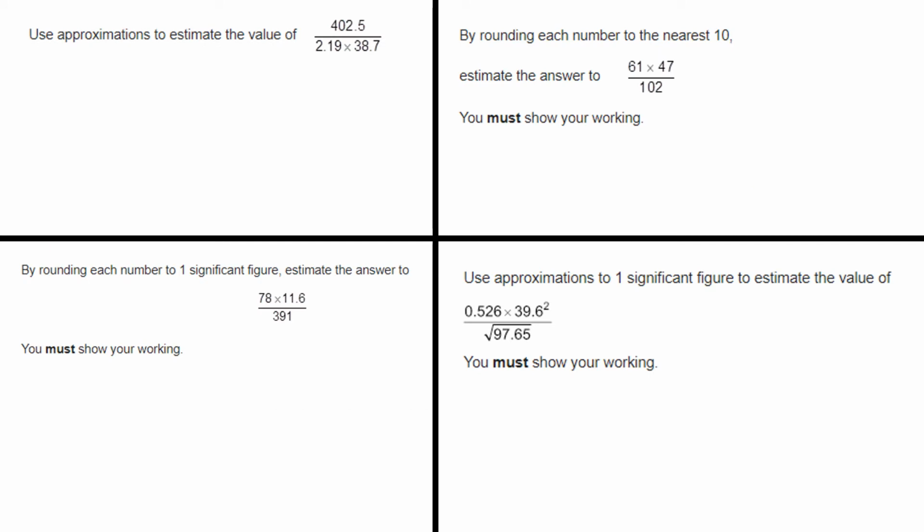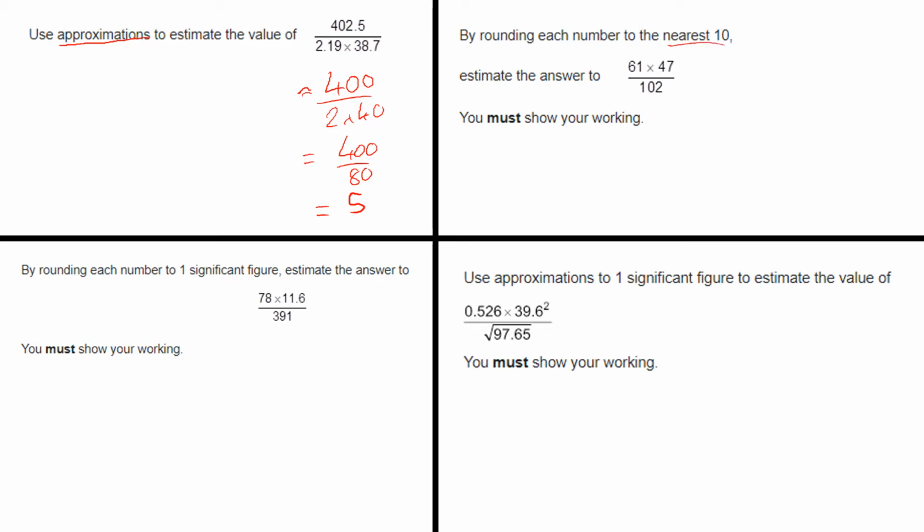So on the page, you can see 4 GCSE questions. I'd like you to try them out first. I'm going to assume you're pausing now. And let's go through. So again, be careful in terms of what it says. This says approximations. That means you can choose how you round it. I would probably round this to 400 and 2 times 40, which would give me 400 over 80, which is just 5. Obviously there'll be a range of answers you're allowed to get, but that seems to me the one that requires the least work.